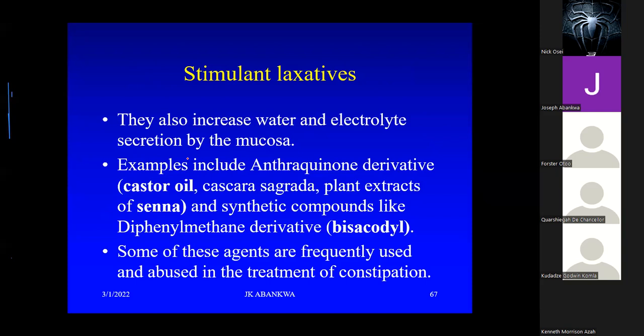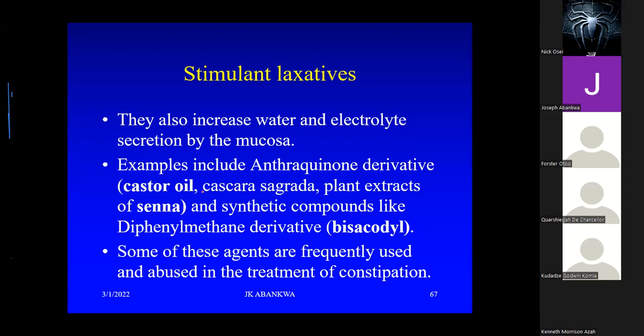So we have some drugs belonging to the anthraquinone derivatives. Anthraquinone is a compound found in aloe vera. Here they also increase water and electrolyte secretion by the mucosa. So if you think you are taking aloe vera juice, please be careful, before you realize it has this laxative property due to the anthraquinone present in it. And you'll be walking by the streets, and before you realize, you have soiled your trousers.